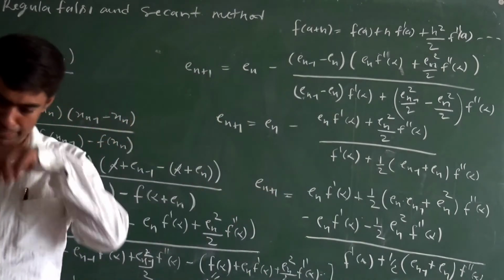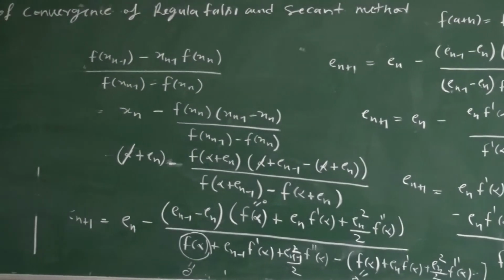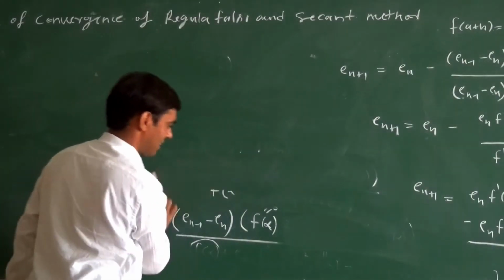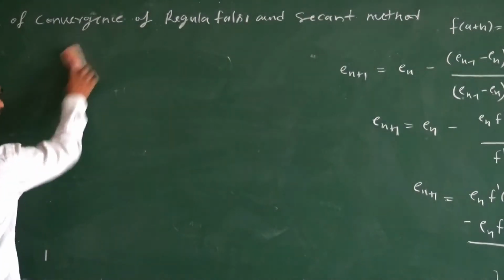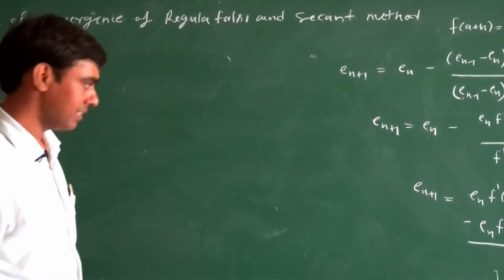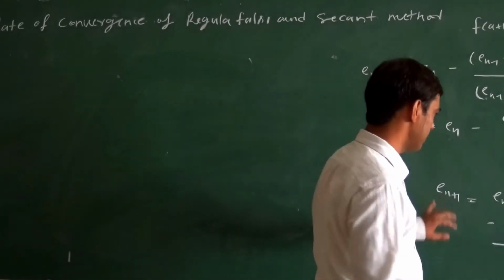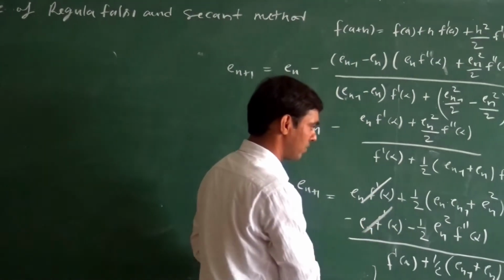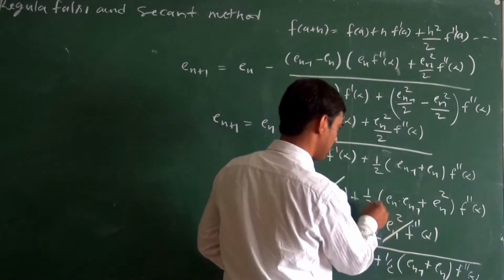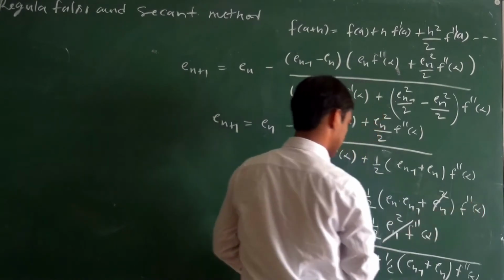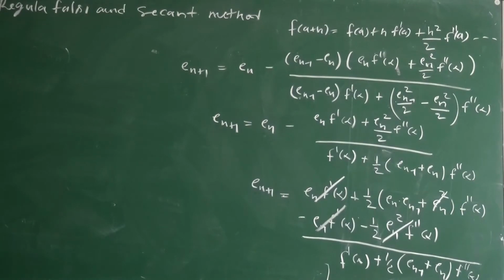So now this is in a simplified form. Now we try to explain the secant method. Although the expression becomes very lengthy, it is not very time consuming. Now we are almost done with the simplified form of the expression. So this cancels out by this one, 1 by 2 e_n square f double dash alpha cancels out by this one, and this one cancels out. So what is the remaining expression?